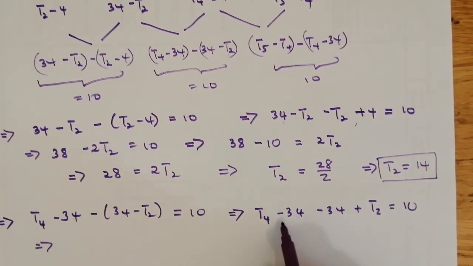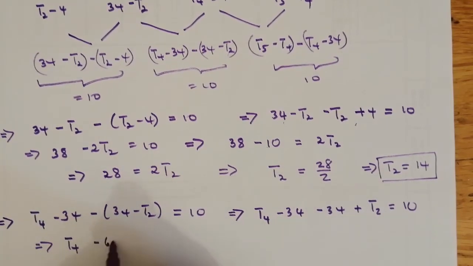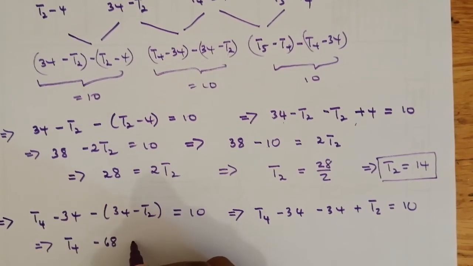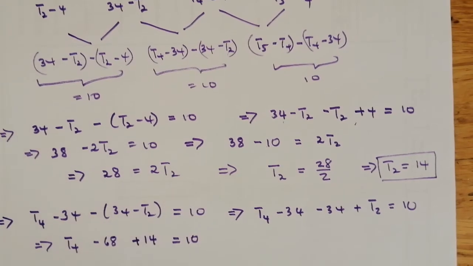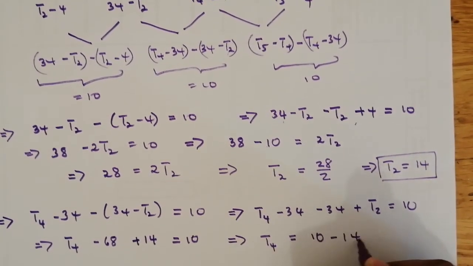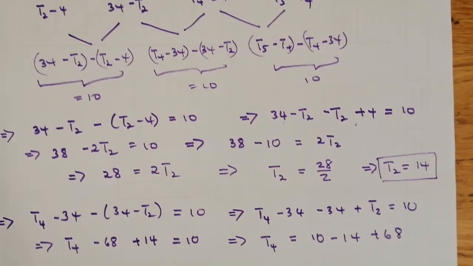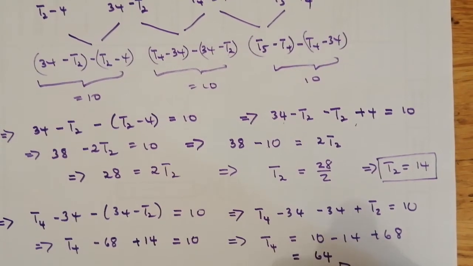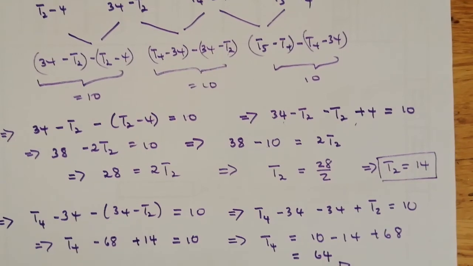Then we continue. So T4, negative 34 minus 34 is minus 68, then plus T2. What is T2? T2 is 14, plus 14. This equals 10. So our T4 equals 10 minus 14 plus 68. Let me just use a calculator. This is 64. So T4 is 64. Okay, cool. We continue from there.